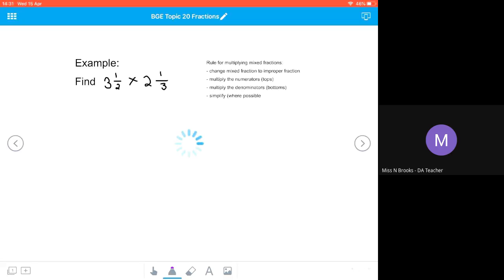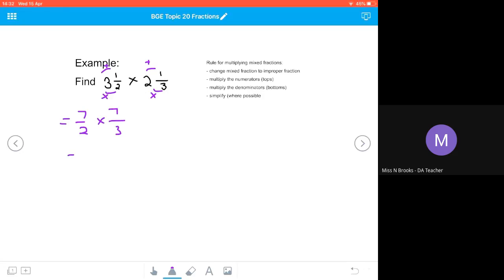So let's try looking at multiplying two mixed numbers, or two mixed fractions. So step 1 is to change the mixed fraction to an improper fraction, and so we've got 2 to do here. So we're going to do 2 multiplied by 3 is 6, and 6 plus 1 gives us 7. So our first fraction is going to be 7/2. And we're multiplying that, and we're doing 3 times 2 is 6, plus 1 is 7, and so we've got 7/3.